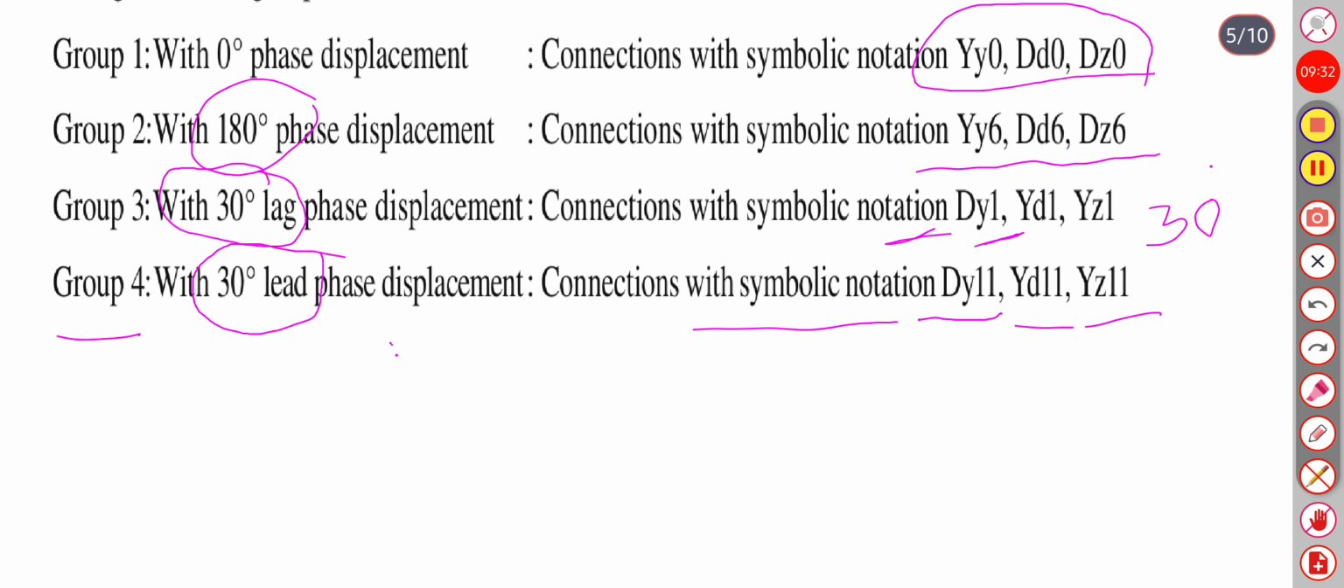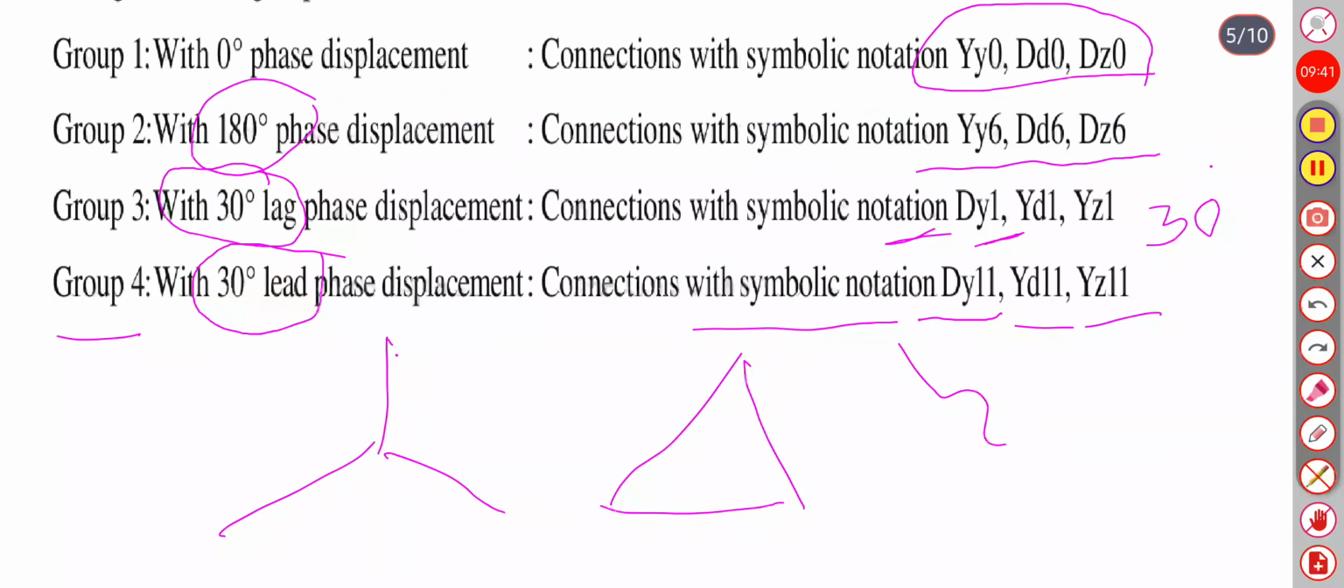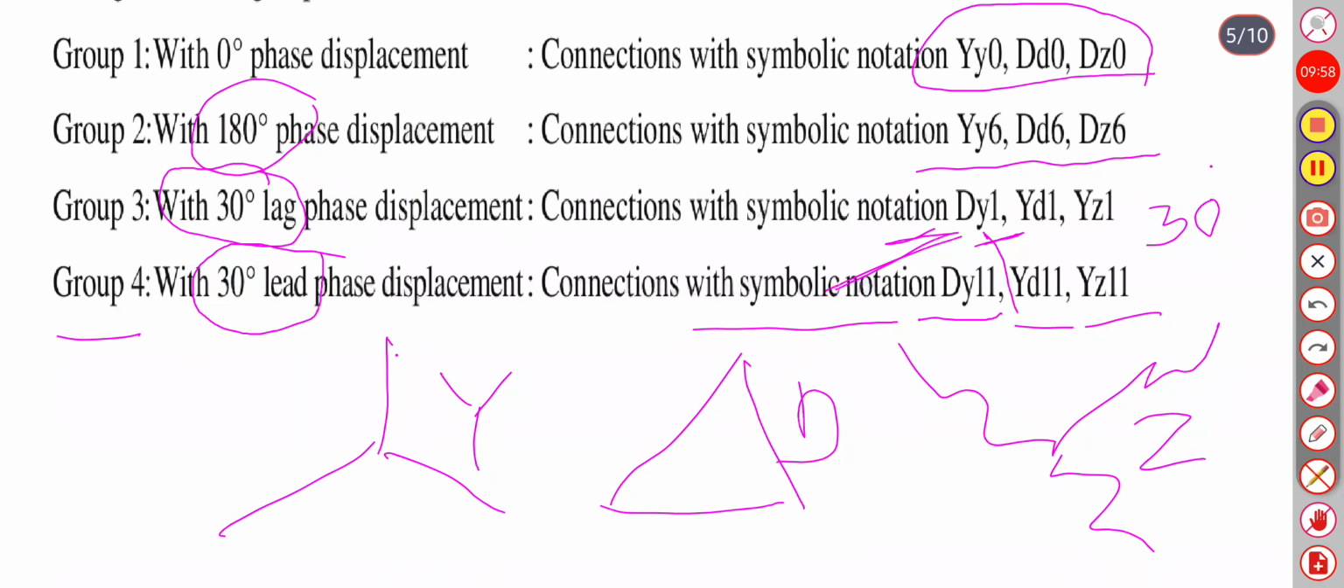Here Y is for the star connection, D is for the delta connection, and Z is for the zigzag connection. This is Y, this is D, and this is Z. The first letter indicates the primary winding connection, and the second letter denotes the secondary winding connection.